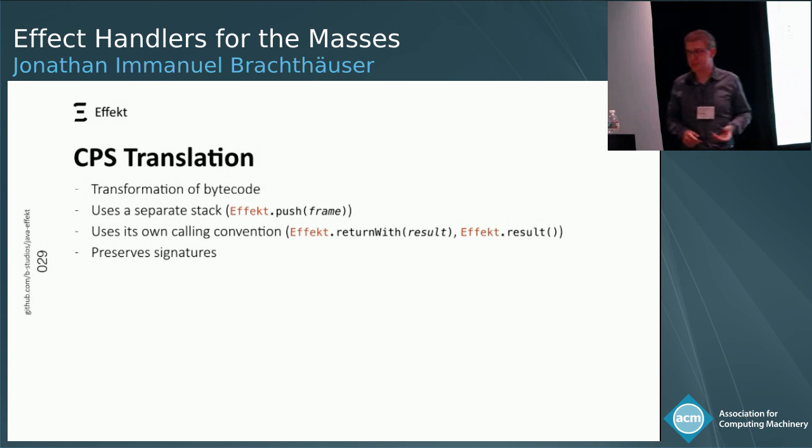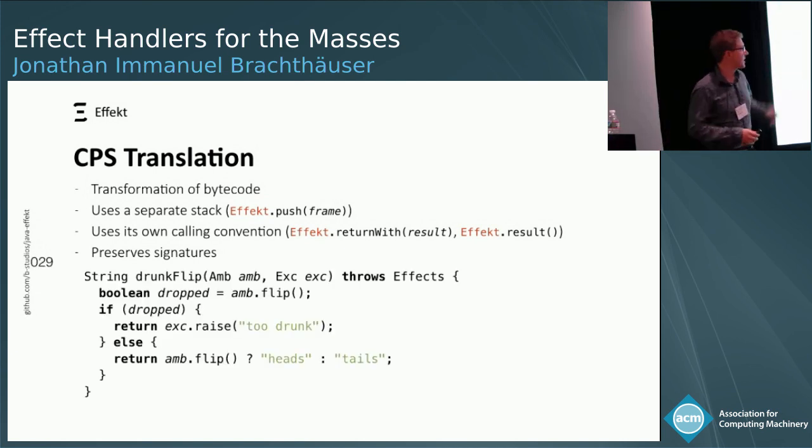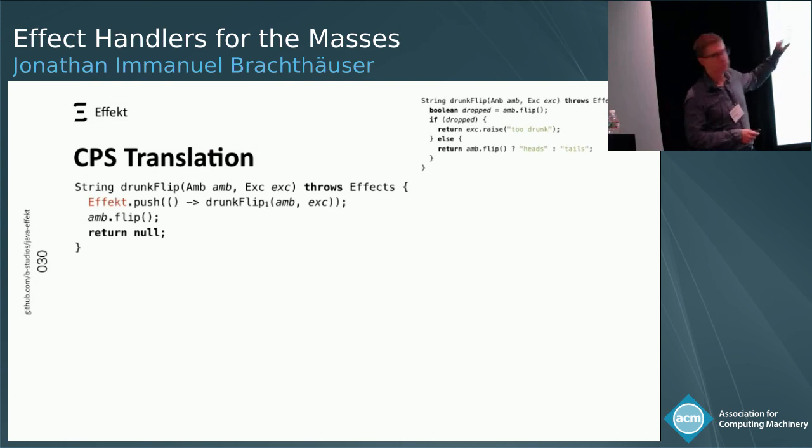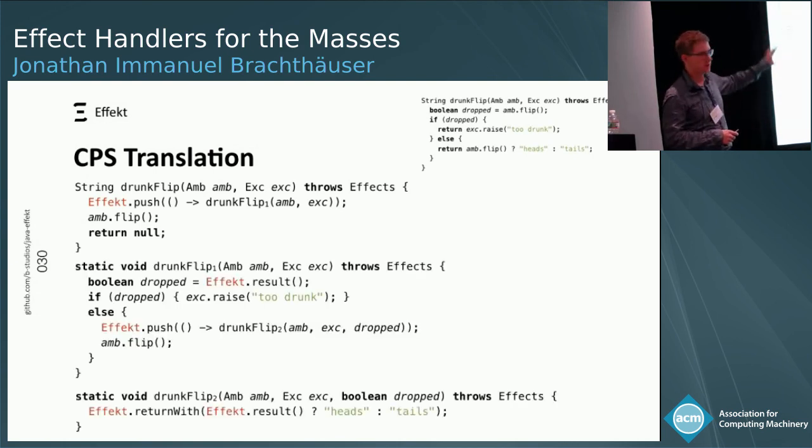The CPS translation itself is a transformation of bytecode, as I mentioned earlier, and it uses the stack interface to push the current frame before we enter an effect operation. But it also uses the special calling convention, which we see in a second, to allow us to preserve the signatures, not having to change the type to reflect that it's a CPS transform. And in particular, for our example here, this means that we generate 3 different functions. This is called the initial entry point here, and 2 others, which are the continuations after respective effect calls.